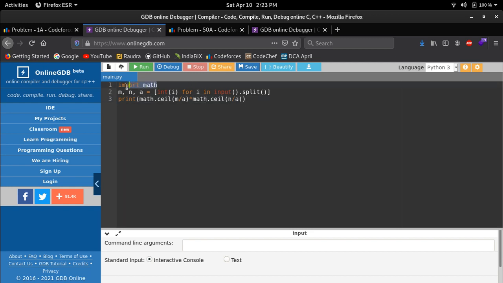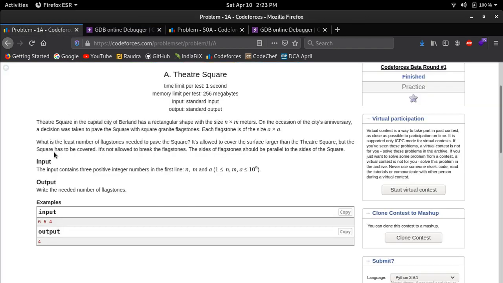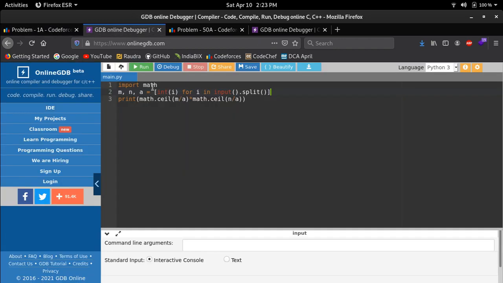We imported the math library, then we took m, n and a as input, split those values and just applied the ceiling function: math.ceil(m/a) * math.ceil(n/a). This is how we get the value and print it. So this is the way you can get the answers, and let's test the answer.